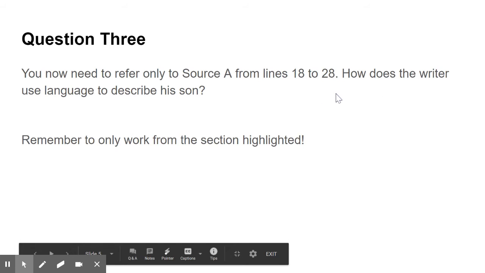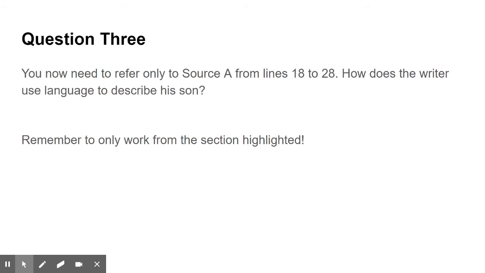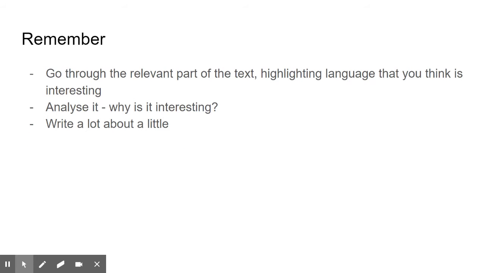So the first thing you do is highlight that section. They may have actually pulled that out for you already, so you won't have to, but make sure you're only answering about that bit. Now you go to the relevant part of the text, highlighting the language that you think is interesting. Analyse it, say why it is interesting. Remember, you're writing a lot about a little. You can pick out one tiny word and write a whole paragraph on it, rather than going through and picking out loads of different language features, saying there's a metaphor here, there's a simile there, and not doing any analysis. The important thing you need to do is that analysis.